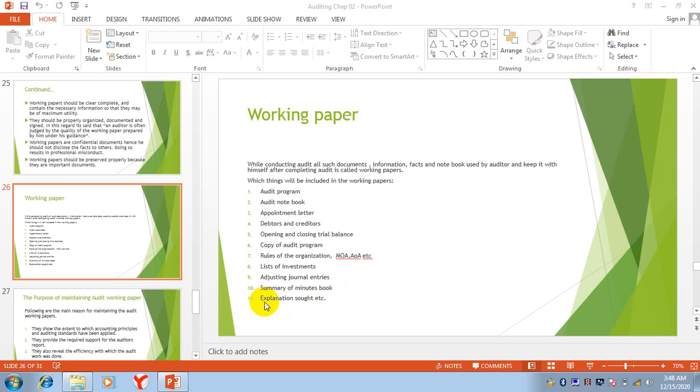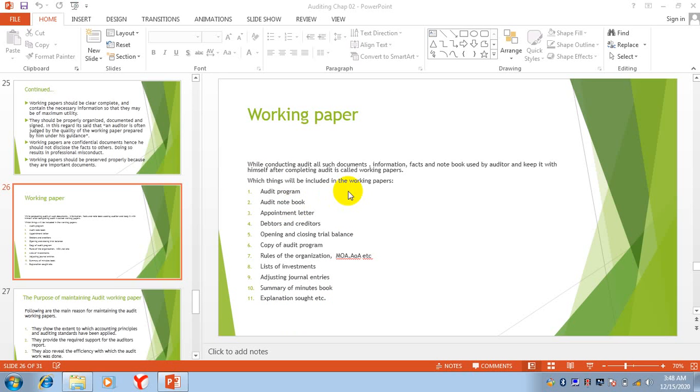And then explanation, which I told you about. If some figures are missing, if there are some mistakes, vouchers are missing, receipts are missing, then they call for an explanation from the concerned member, the concerned employee, regarding that thing. So we call it explanation. So in working paper, all these things are included.